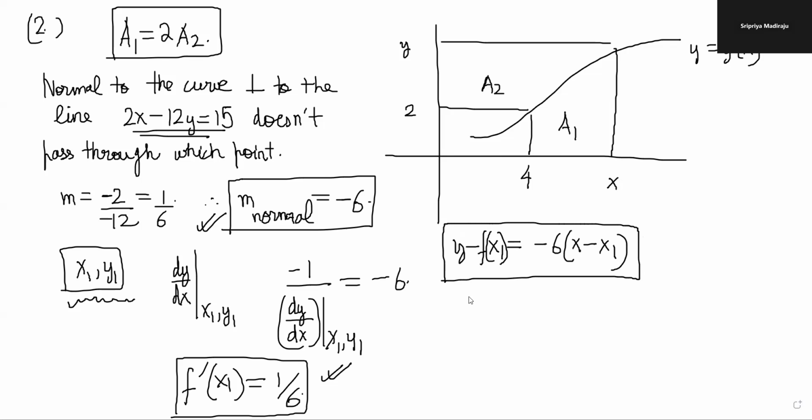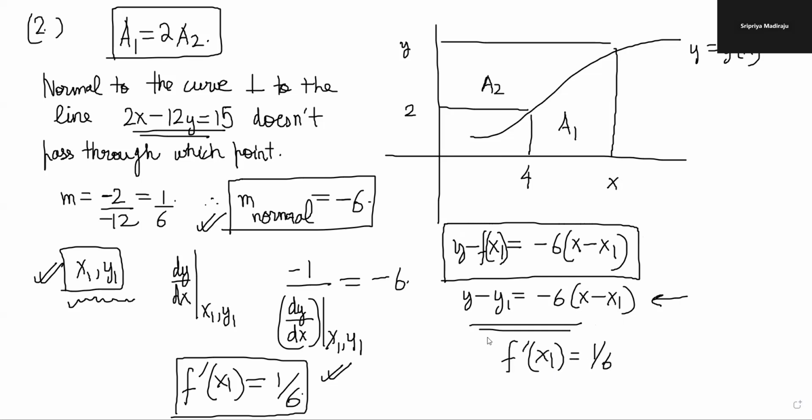This is the equation of the normal. So y minus y1 is equal to minus 6 times (x minus x1), right? This is the normal at this point, and this normal does not pass through a certain point. So we have to figure out the equation here somehow. We know f dash x1 is equal to 1 over 6, and this is the equation of the line. We have to figure that out based on this condition, which is the area condition.